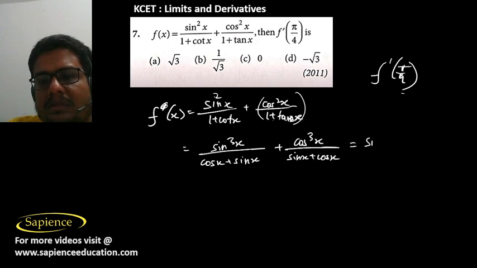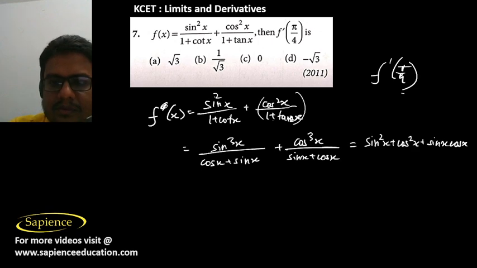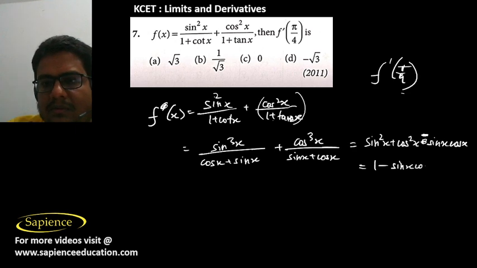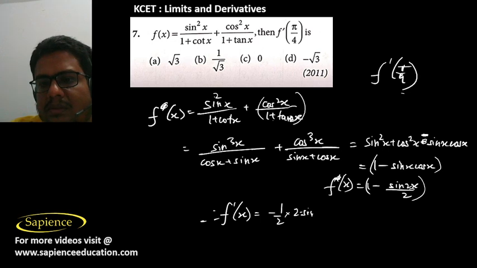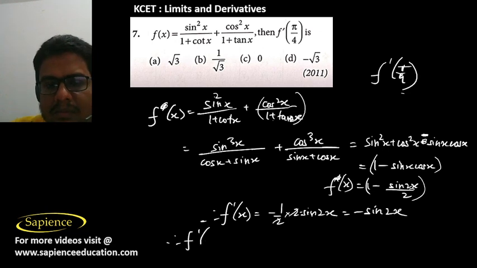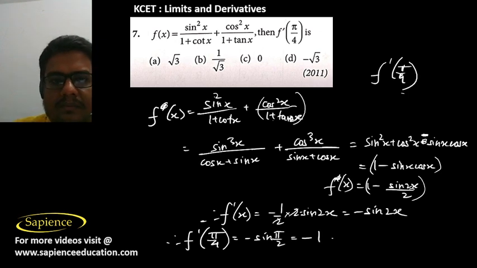So this will be sine square x plus cos square x plus sine x cos x. Sorry, this will be minus here. So this will be 1 minus sine x cos x. Or we can say it is 1 minus sine 2x by 2. So this is f of x. So therefore f dash x will be minus half into 2 sine 2x. So this is minus sine 2x. So therefore f dash pi by 4 will be equal to minus sine pi by 2. So that will be minus 1.